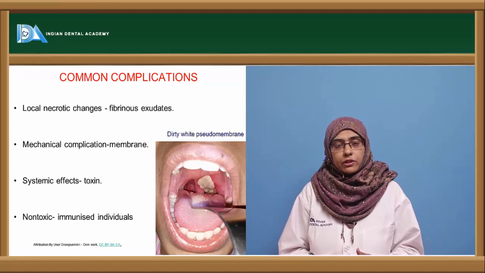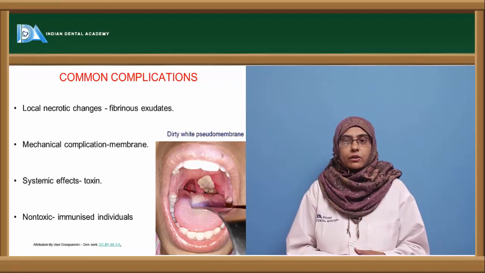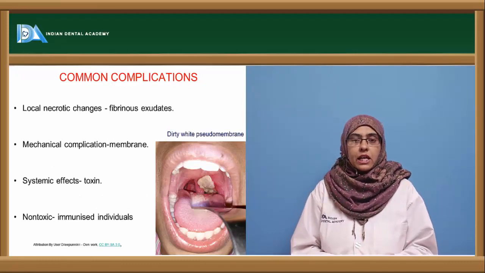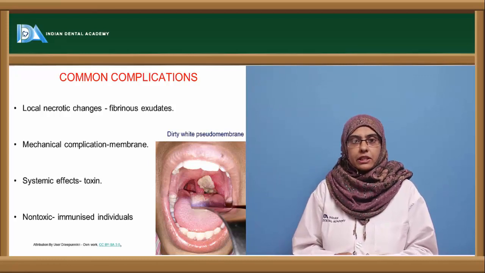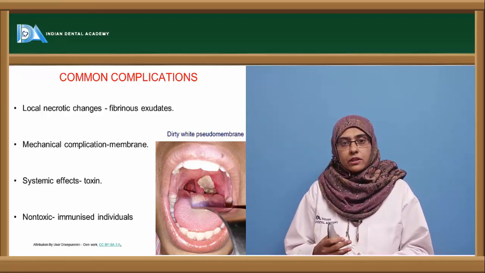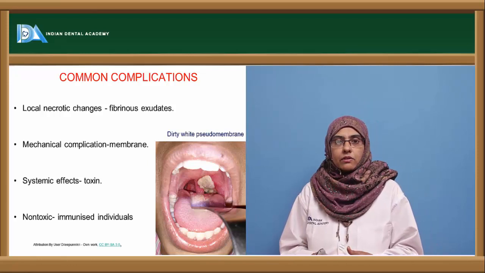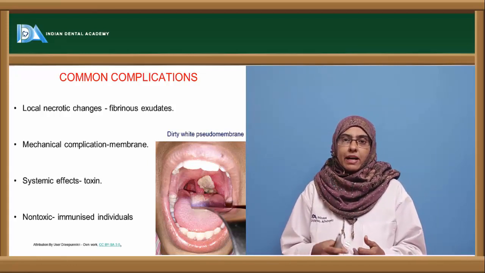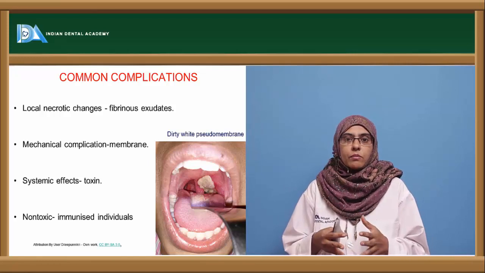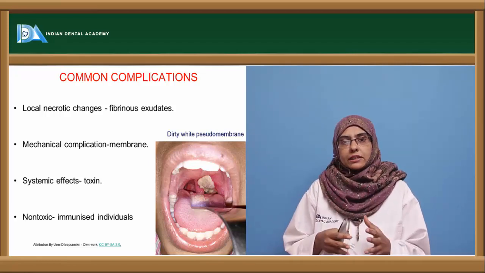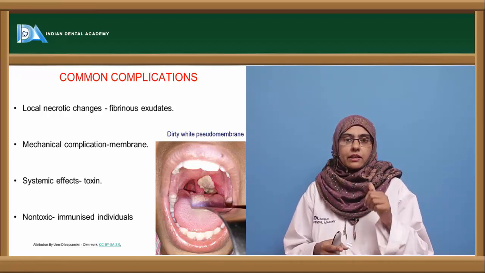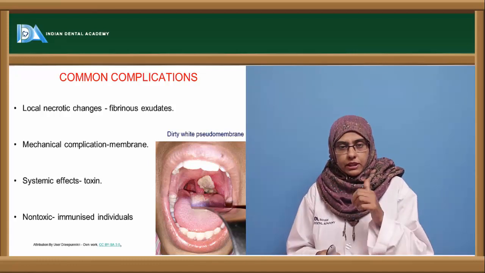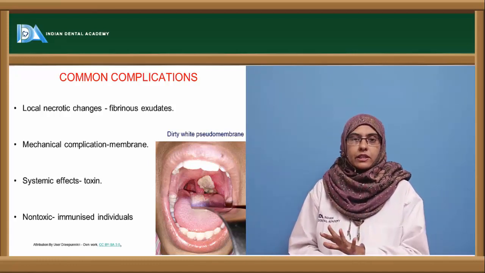Because of the production of the toxin, it can lead to local necrotic changes resulting in fibrinous exudates. Because of this toxin effect, there is vast dissemination of the epithelial cells, leukocytes, bacteria, etc. Together they form a membrane called a pseudomembrane that looks like tough leather. This tough leather is formed because of the toxin's necrotic changes.